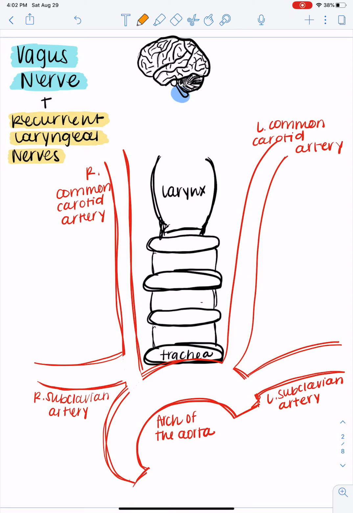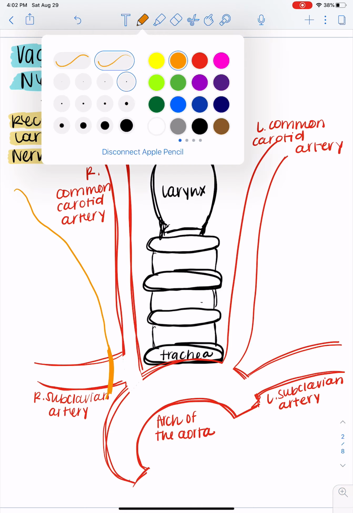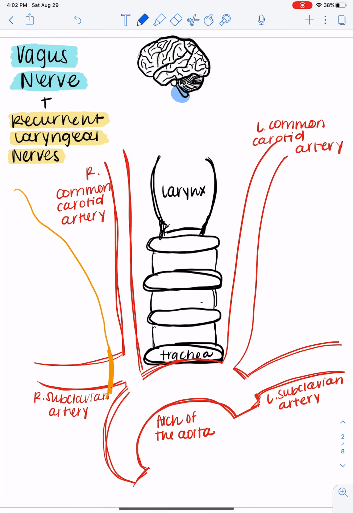The vagus nerve arises bilaterally from the medulla of the brainstem, and it passes down through the neck. Then the right vagus nerve enters the thorax and the mediastinum between the right common carotid and the right subclavian, and it passes anterior, in front of the right subclavian. Then the right recurrent laryngeal nerve hooks off right here, and it goes back up under the right subclavian and then up to the larynx.